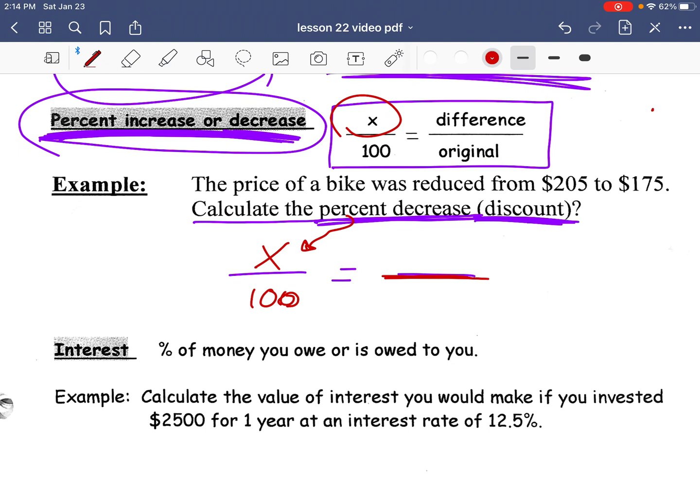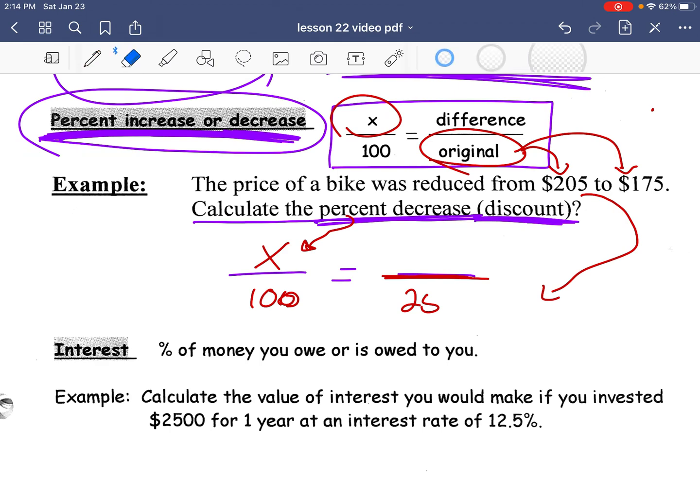Then I have to make sure that I know what to fill in here and what to fill in here and in the right spot. Now, the one on the bottom is your original. So the 205 or the 175? The 205 is your original before any rebate or anything like that. So 205 is your original cost.